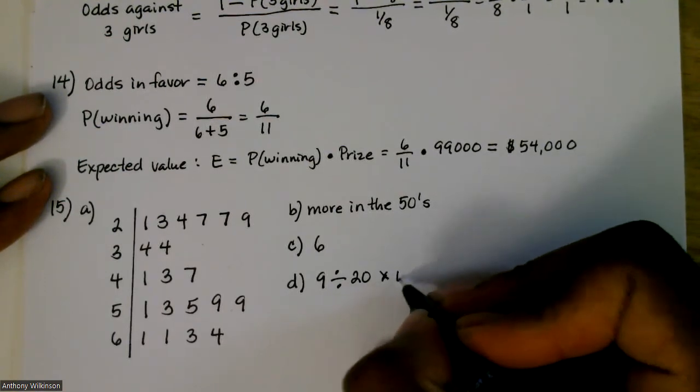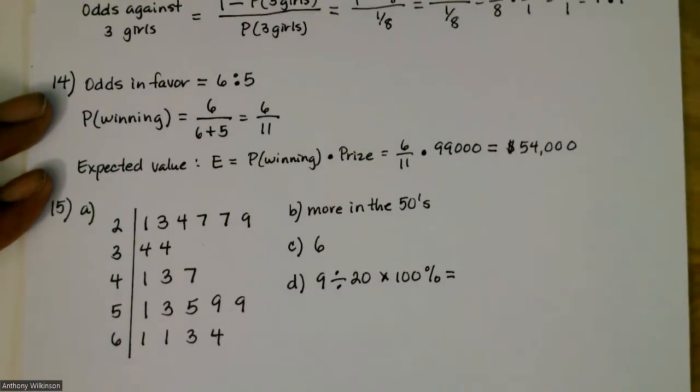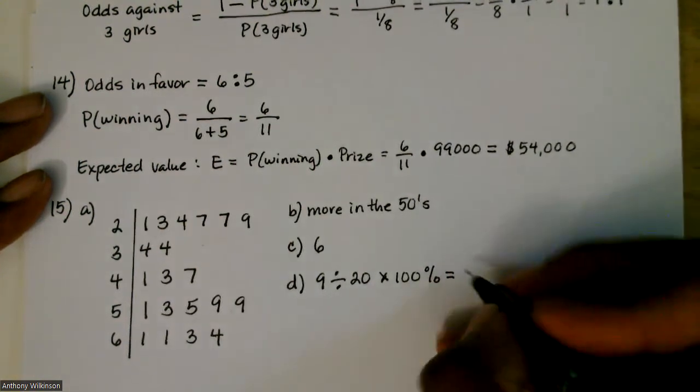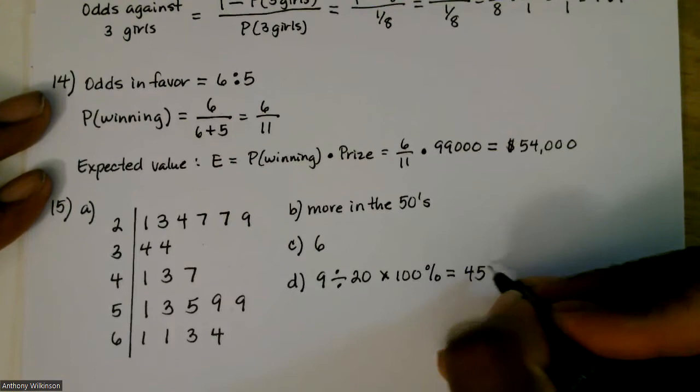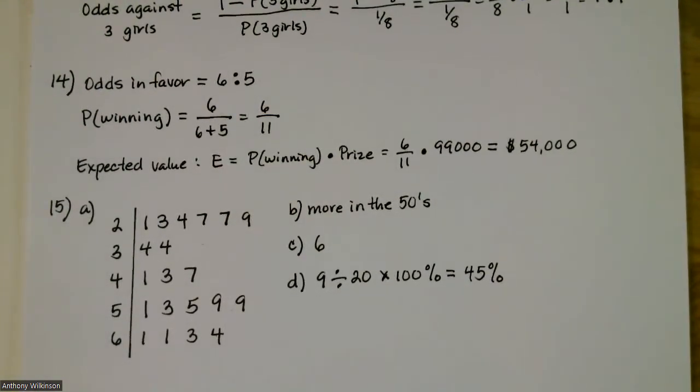And they ask for the percent. So that means we need to multiply that by 100%. So if I do 9 divided by 20 times 100, that will give me 45%. So 45% of the people are 50 years or older. Okay. So that's how we answer problem number 15.